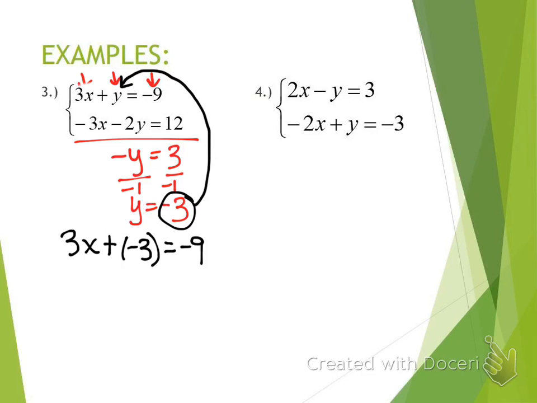How do we get x by itself? Add 3 to both sides. So 3x equals negative 6. Then divide by 3. x equals negative 2. Ian, what's my answer as an ordered pair? Negative 2 comma negative 3.